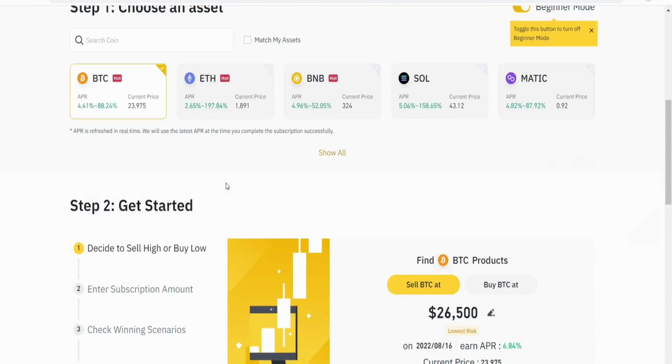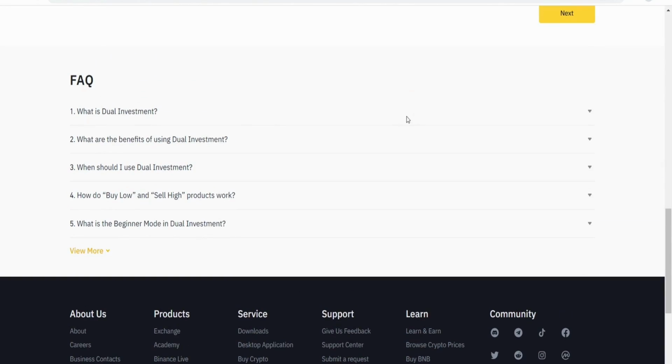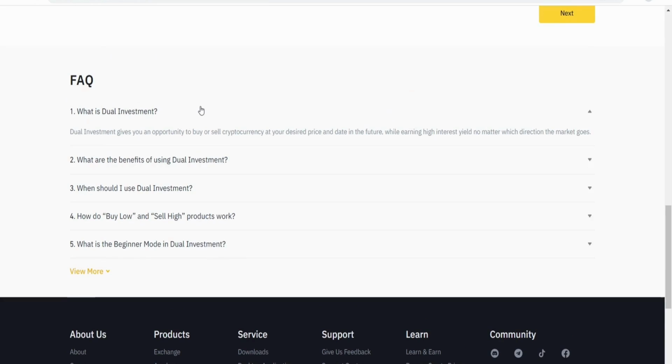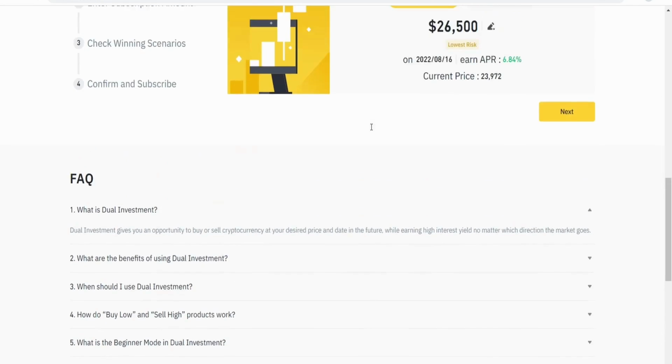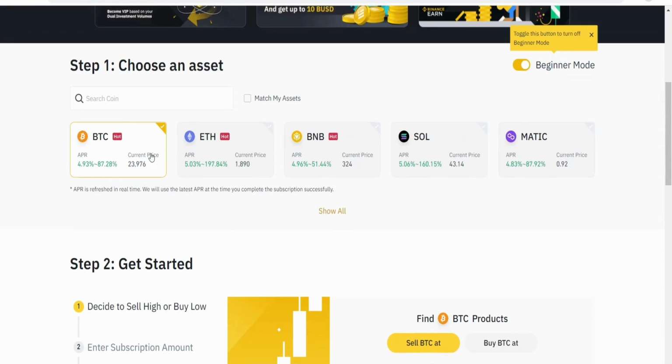When you scroll down, you can also find FAQs where you can ask questions like, what is dual investment? Dual investment gives you an opportunity to buy or sell cryptocurrency at your desired price and date in the future, while earning high interest yield no matter which direction the market goes. I will show you what that means. Up here you can select different cryptos. Assuming you have BTC, ETH, BNB, you can do both sides. You can do it for your crypto or for your USDT. I will show you how to do that shortly.